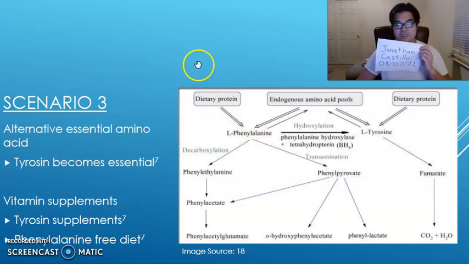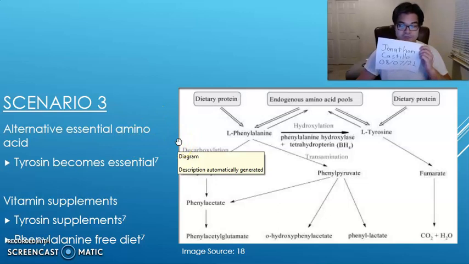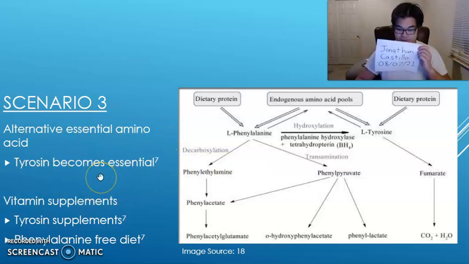Normally, without a deficiency in phenylalanine hydroxylase or BH4, phenylalanine is an essential amino acid. But in a condition like phenylketonuria, tyrosine will become an essential amino acid. It's therefore important for people with phenylketonuria to take tyrosine supplements. This will help with the last step of phenylalanine metabolism by essentially bypassing phenylalanine metabolism altogether.